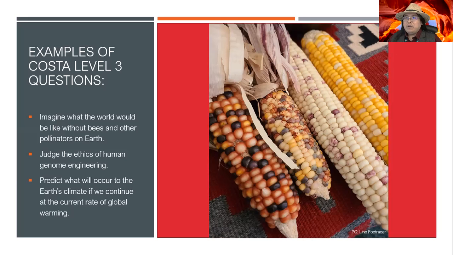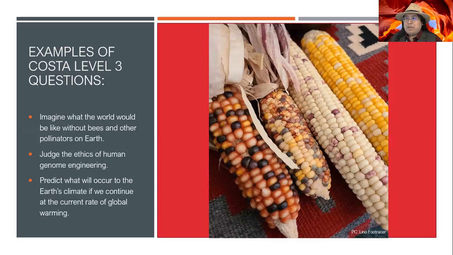What will happen if all our insects die out for our food crops and everything that we eat from breakfast to dinner? How many of those plants or those food sources we get are plant-based and pollinated? Another question we can ask is, can we have students judge the ethics of human genome engineering?